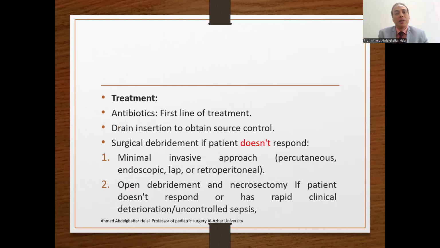How to treat necrotizing pancreatitis? Antibiotic is the first line of the treatment. Drain insertion to obtain a source control of the infection, and surgical debridement if the patient doesn't respond. As usual, we start with the minimally invasive approach, percutaneous, endoscopic, laparoscopic, retroperitoneal approach, followed, if failed, by open debridement and necrosectomy if the patient doesn't respond or has a rapid clinical deterioration, uncontrolled sepsis.